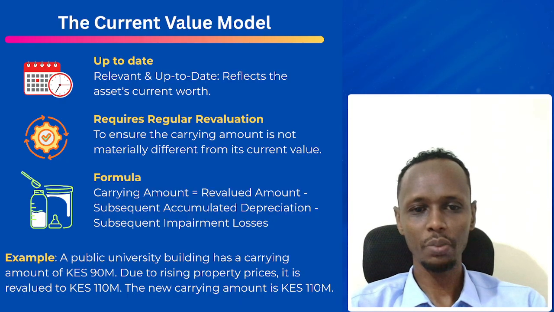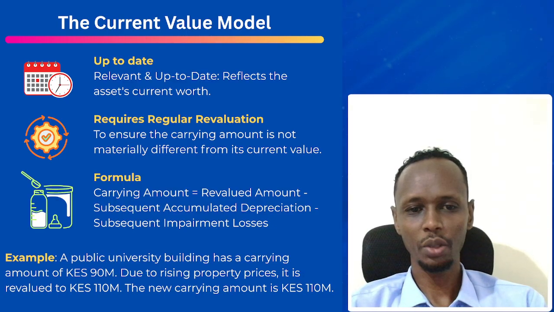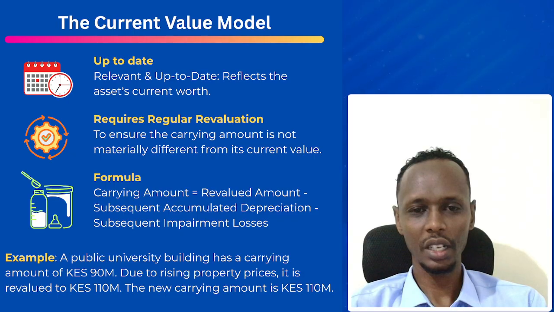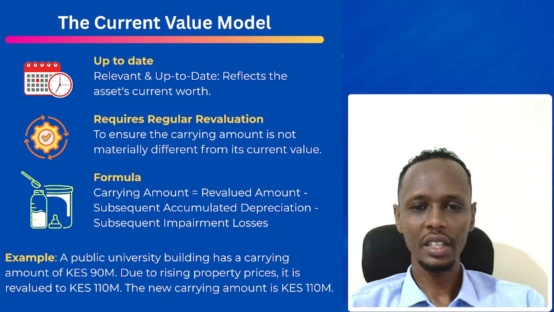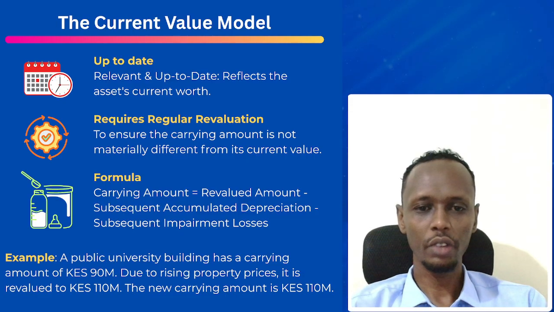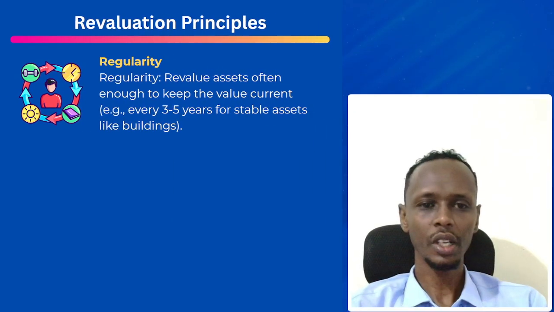For example, a public university building has a carrying amount of 90 million. Due to rising property prices, it is revalued to Kenyan shillings 110 million. So the new carrying amount is 110 million, and the initial carrying amount was 90 million. Where does the difference of 20 million go? You have seen in the statement of changes in net assets a place we normally call revaluation surplus. That's where the difference will go.